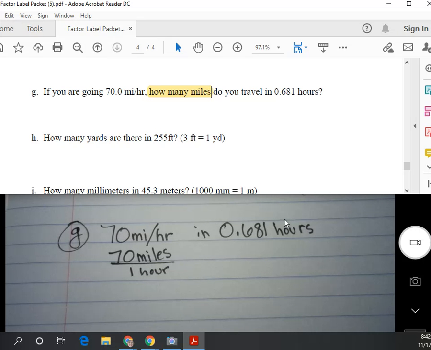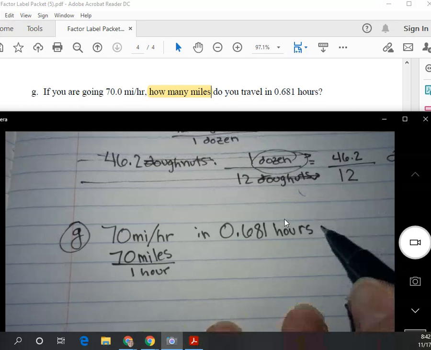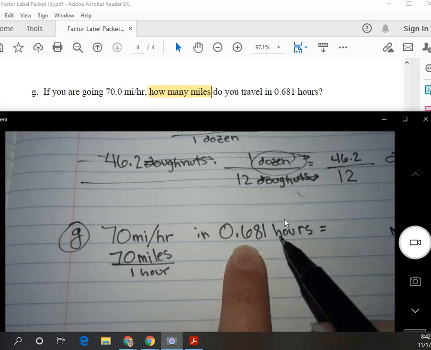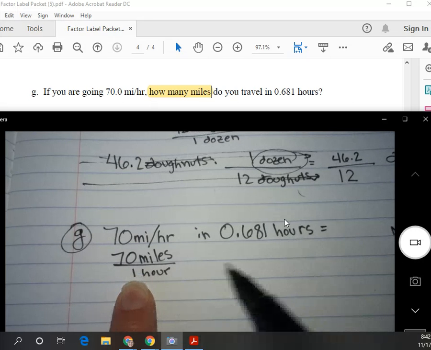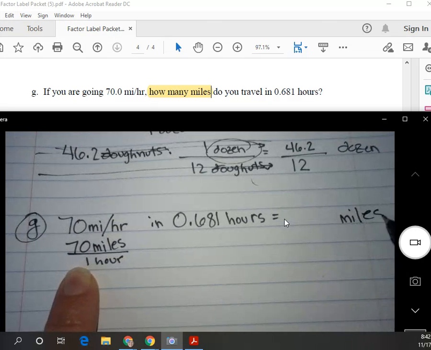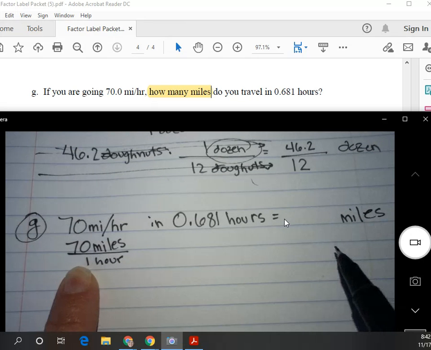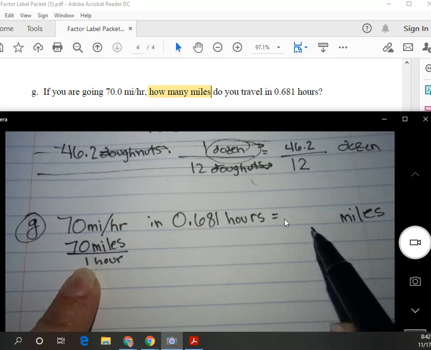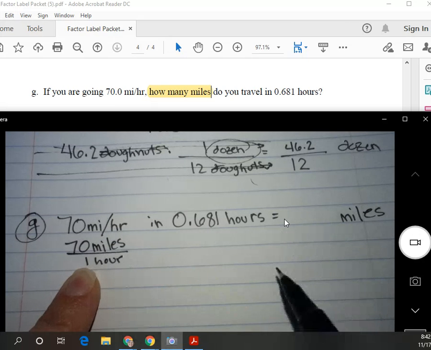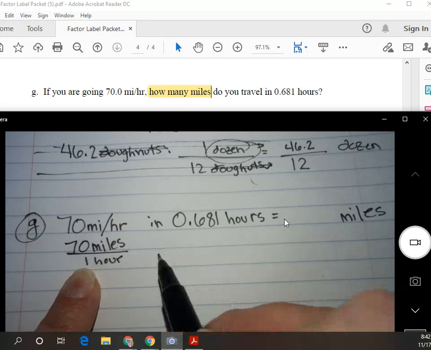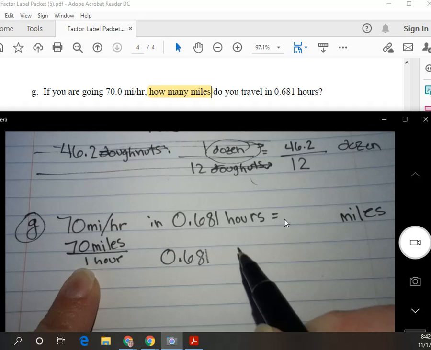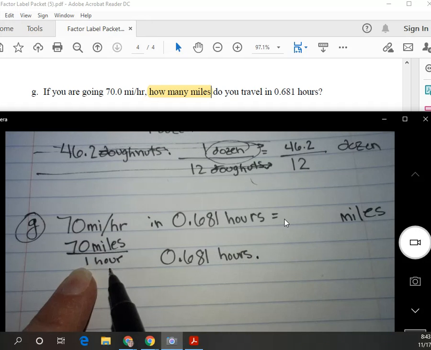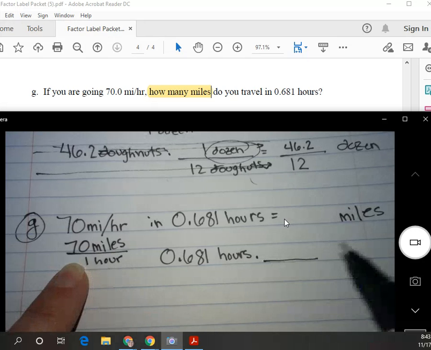So I'm going to set that up. I'm going to say equals miles. This is the number I'm given. Here's my conversion factor. And this is what I'm trying to find. So always going back to that question and finding what is it asking me is how you're going to figure out what conversion factor is needed. So we start with what we're given. In this case, it is 0.681 hours. Multiply by our conversion factor. So it's already set up correctly where we need the hours on the bottom.